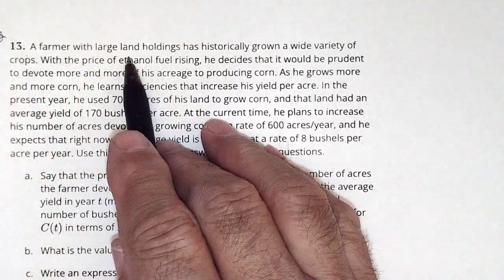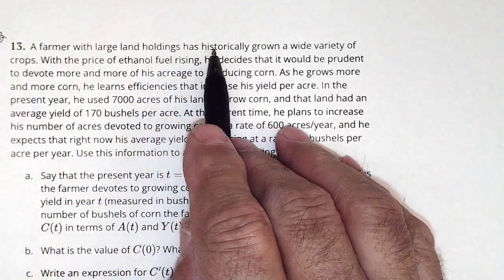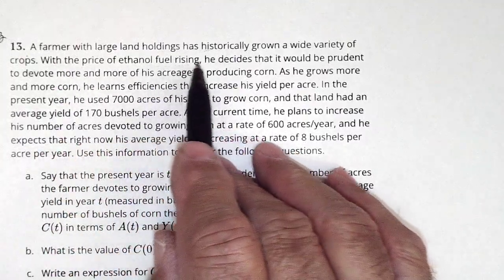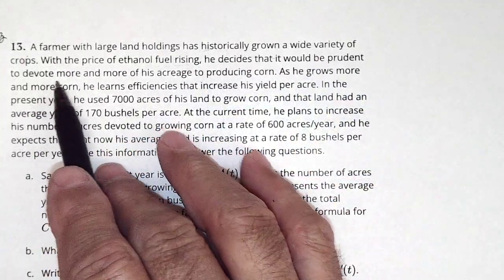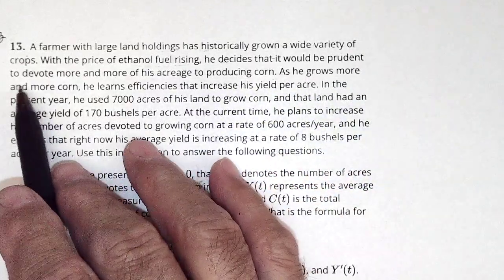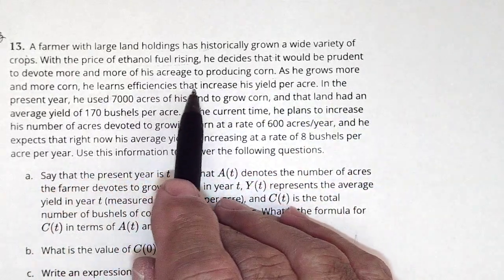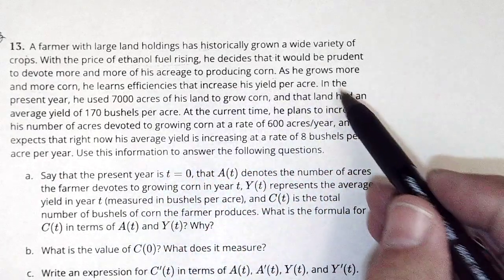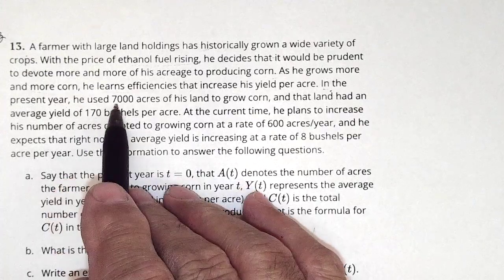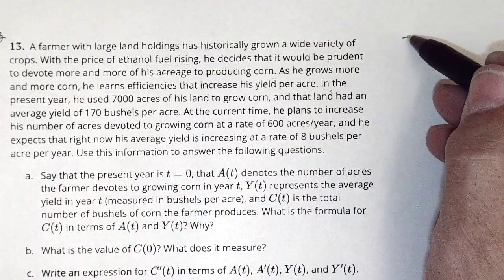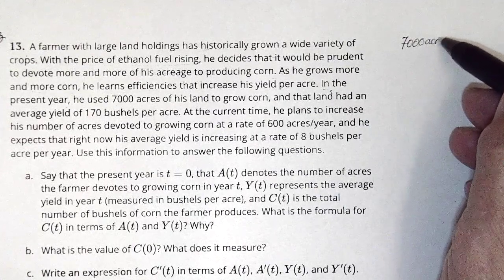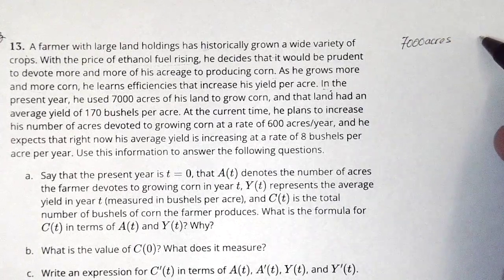So, a farmer with large land holdings has historically grown a wide variety of crops. The price of ethanol fuel is rising. He decides it would be prudent to devote more and more of his acreage to producing corn. As he grows more and more corn, he learns efficiencies that increase his yield per acre. In the present year, he used 7,000 acres. And he's going to increase this.